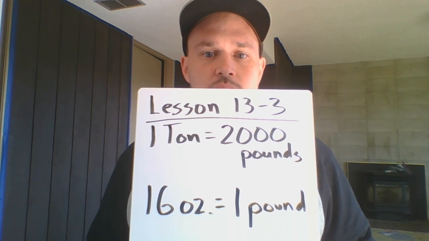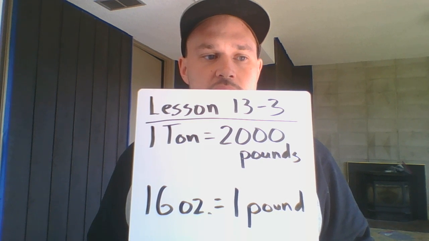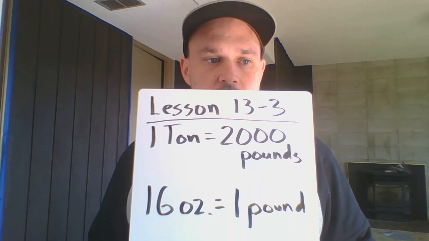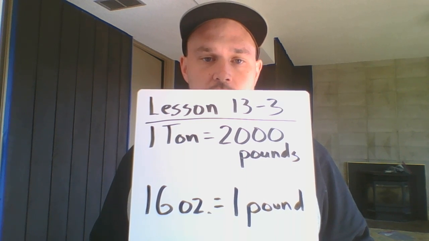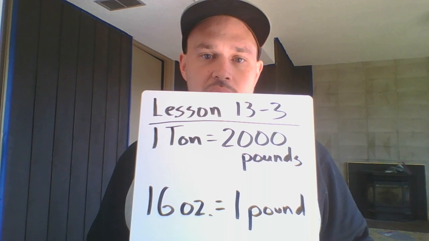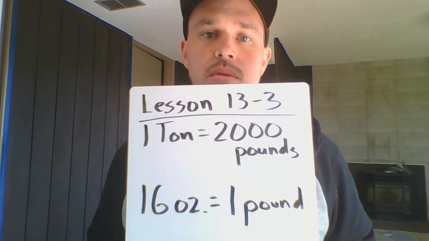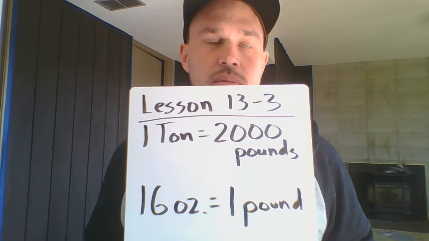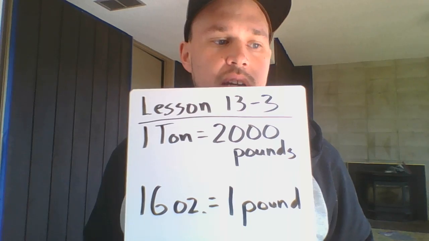1 ton equals 2,000 pounds. And you're also going to learn that 16 ounces, with weight, equals 1 pound. So if you go to the store and buy a pound of bananas, that's going to weigh 16 ounces. I don't think you'd buy 1 ton of bananas unless you were at a zoo where lots of animals like bananas. Okay, anyways, let's get into the guided practice.